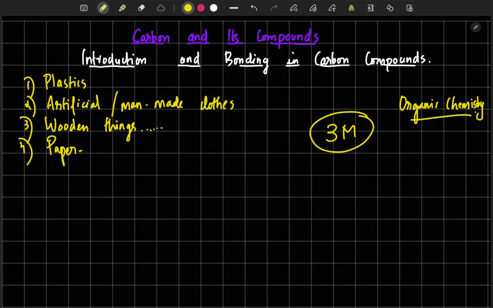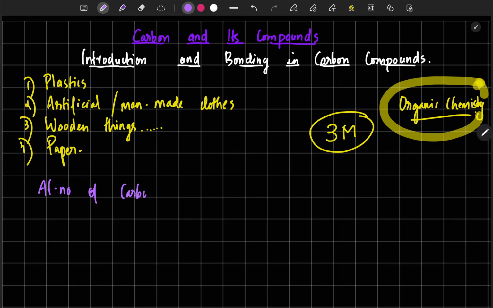That is why we are studying this, and there is a separate branch in chemistry called organic chemistry. Now let us look at the bonding in carbon, how carbon bonds and why it is able to form a number of compounds. That is our first thing that we need to know. Do you know the atomic number of carbon? Yes, it is 6.